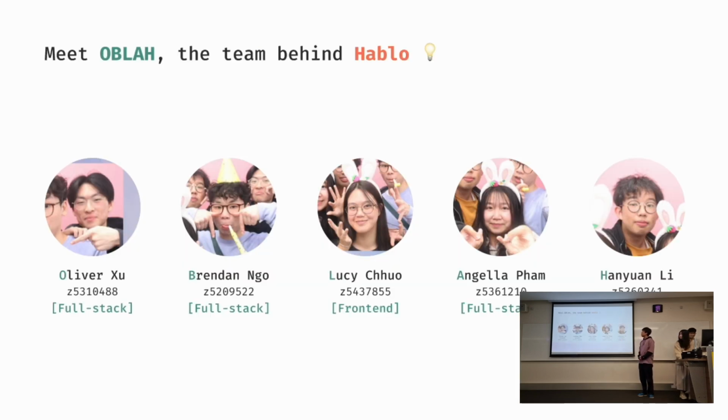So this is the team. Fun fact, the names Oblah and Hablo are all made up of the initials of our first names. From left to right, you can see our roles at the bottom as well. We have Oliver, Brendan, Lucy, Angela, and me, Hanyuan.